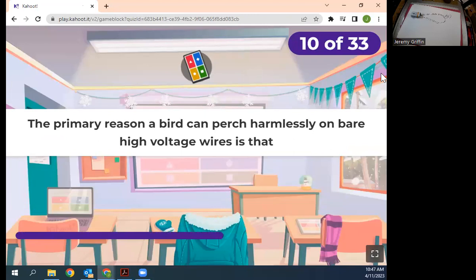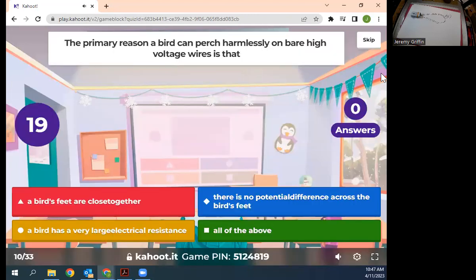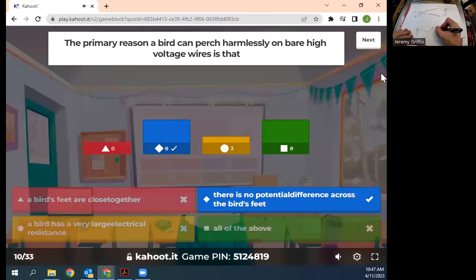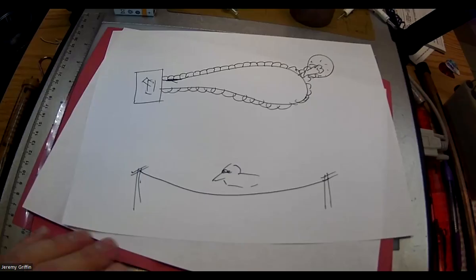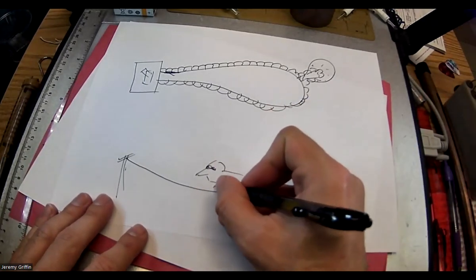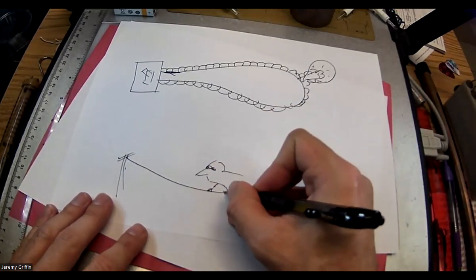What is the primary reason a bird can perch harmlessly on bare high voltage wires without getting harmed? There's no potential difference across the bird's feet. All right, so let me draw this out for you guys. So here comes a bird. This guy's going to land on the wire, reach around, and grab the same wire right there.